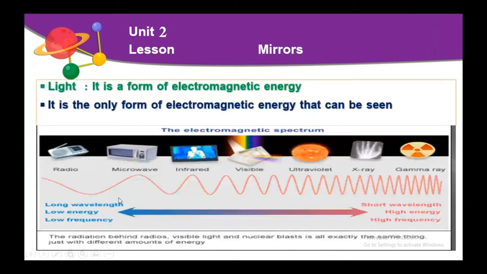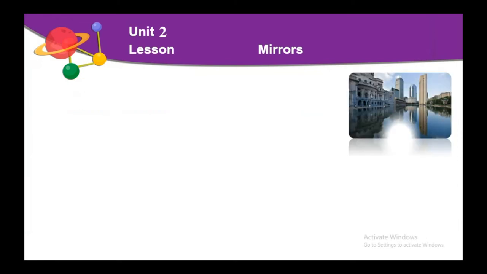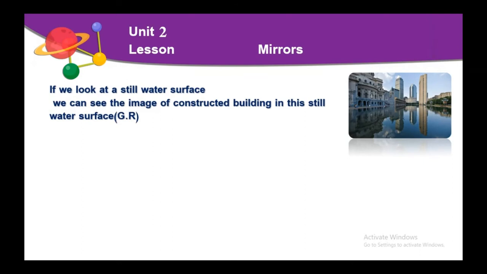When we go from radio waves to gamma ray, the frequency increases and these waves have the greatest energy, and the wavelength decreases. This part we talked about in the previous year. Let's start with properties of light. What are the properties of light? One of the properties is that light travels in a straight line. The second property, which we will talk about, is light reflection.